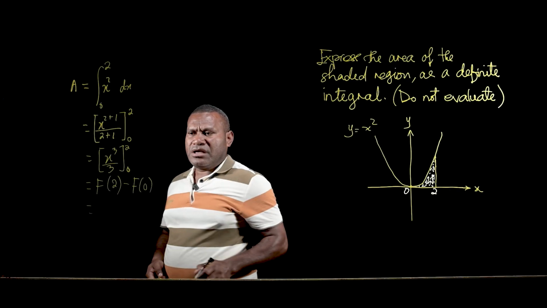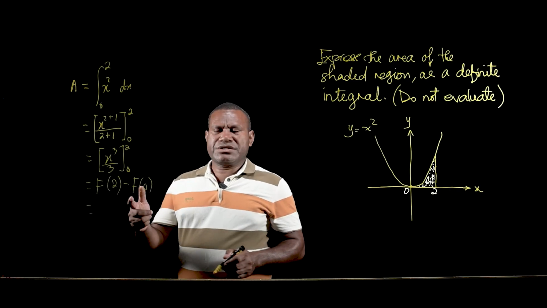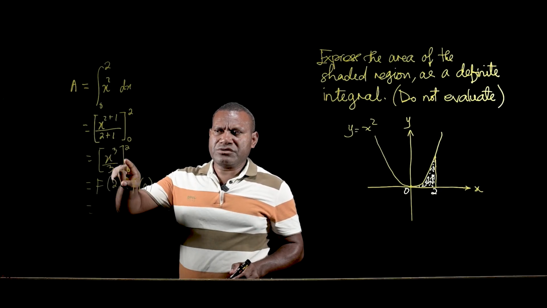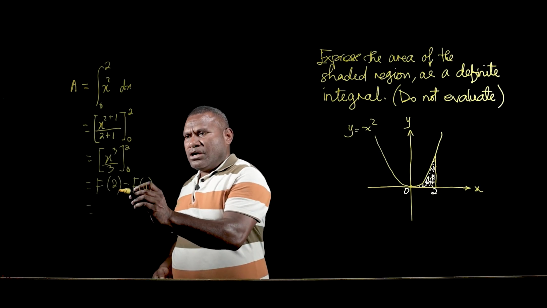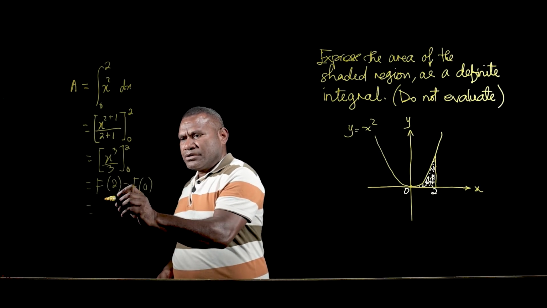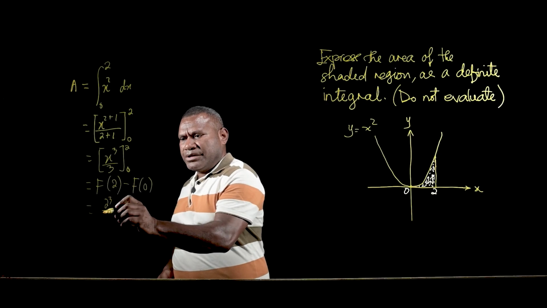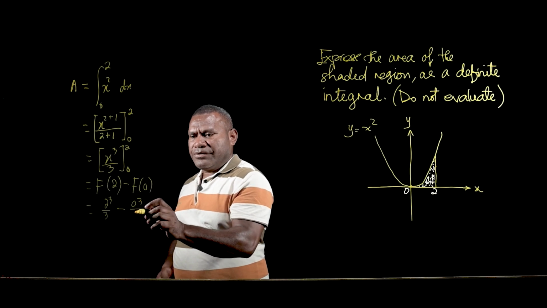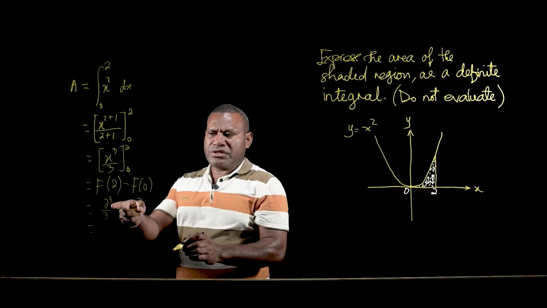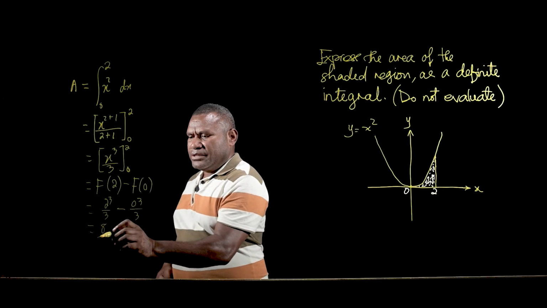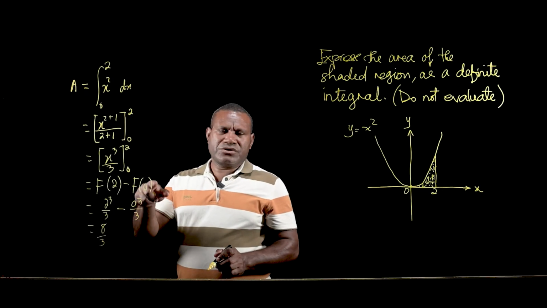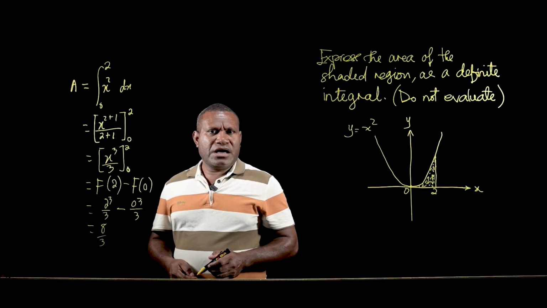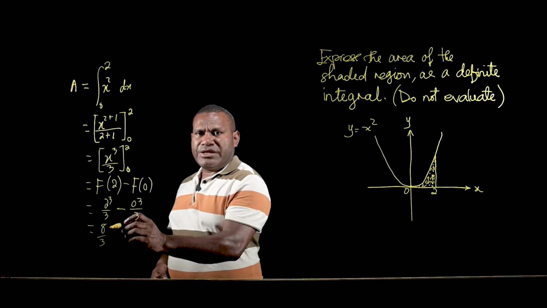So basically what you will do is to substitute 2 into this function and then subtract what you get when you substitute 0 into the same function. So you will say 2 cubed divided by 3 minus 0 cubed divided by 3. So if you evaluate, you get 2 raised to the power of 3 is 8, 8 divided by 3. And 0 to the power of 3 is actually 0, and 0 divided by 3 is, again, nothing. So the final answer is going to be 8 over 3.